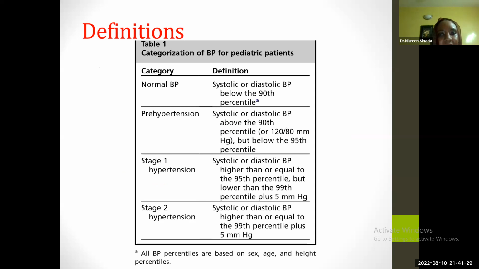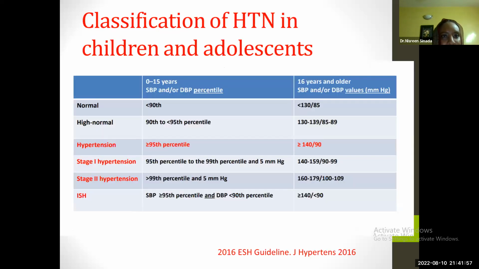Normal blood pressure is systolic and diastolic blood pressure below the 90th percentile. Pre-hypertension is from the 90th percentile but below the 95th percentile. Stage 1 hypertension is systolic or diastolic blood pressure equal to the 95th percentile but lower than the 99th percentile plus 5. Stage 2 hypertension is equal to or higher than the 99th percentile plus 5 millimeters of mercury.